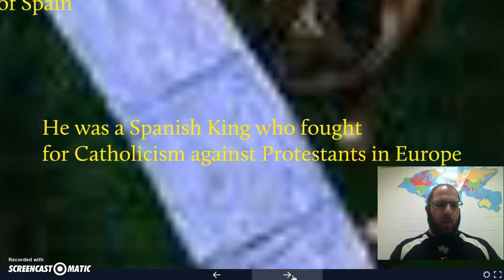All right, so let's look at King Philip II of Spain. Here's a picture of him. He is a Spanish king who fought for Catholicism against Protestants in Europe. Now, he was married to Mary Tudor for a while. You guys know her better as Bloody Mary. She was the daughter of King Henry VIII and Catherine of Aragon.